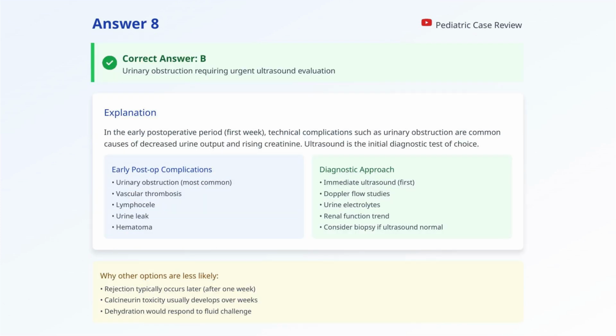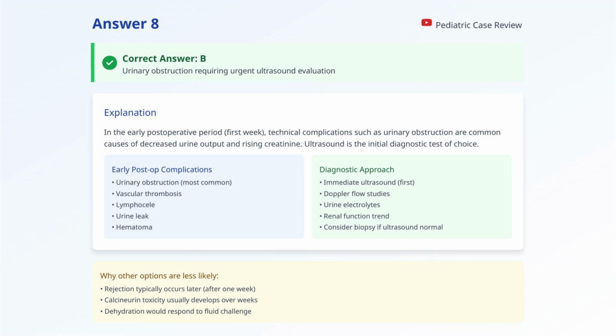The correct answer is B, urinary obstruction requiring urgent ultrasound evaluation. In the early postoperative period, first week, technical complications such as urinary obstruction are common causes of decreased urine output and rising creatinine. Ultrasound is the initial diagnostic test of choice. Early postoperative complications include urinary obstruction, most common, vascular thrombosis, lymphocele, urine leak, and hematoma. The diagnostic approach includes immediate ultrasound as first step, Doppler flow studies, urine electrolytes, renal function trend, and consideration of biopsy if ultrasound is normal.